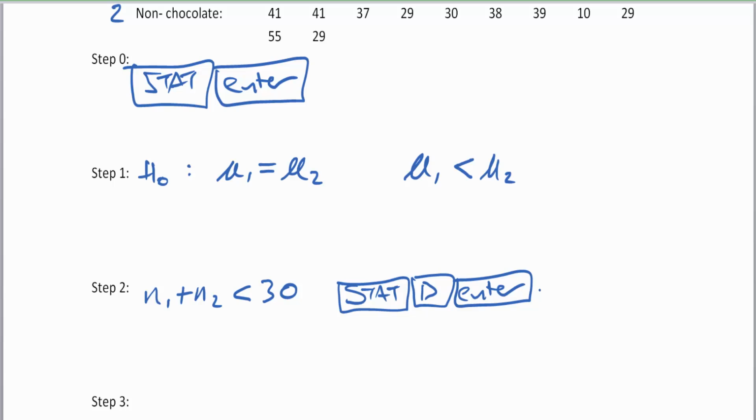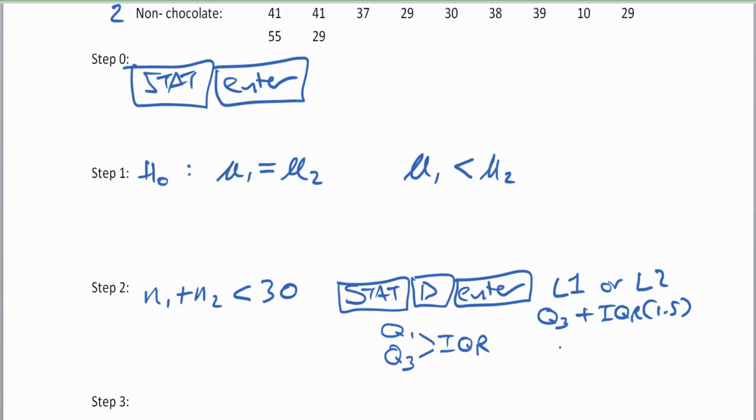What's great about the one variable statistics is that you can check either list 1 or list 2, and it will let you scroll down to get your Q1 and Q3. The Q1 and the Q3 are necessary because they let you get your IQR. The outlier check is Q3 plus the IQR times 1.5, and Q1 minus the IQR times 1.5. So let's actually do this a little bit on the calculator.